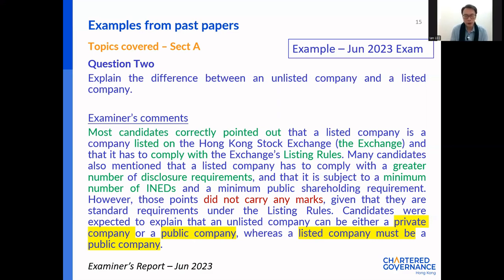So that's why it is important to slow down a little bit, read the question carefully, and while you're answering the question, it does not hurt to ask yourself once in a while, am I answering the question? Just double check. In this one, the difference between listed and unlisted company. So those very specific requirements of a listed company may not answer the question because it's asking you to explain the difference between listed and unlisted company. So that's why an unlisted company can be a private company or a public company, as I mentioned earlier, but a listed company must be a public company. Okay, so I think that's what the examiner was looking for.